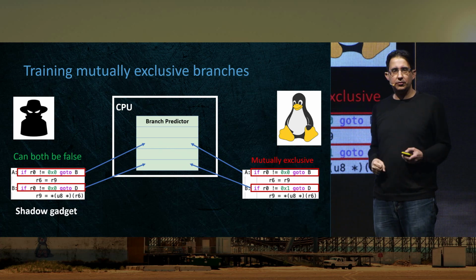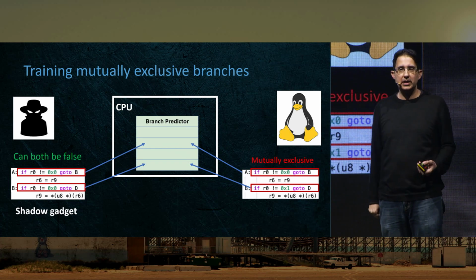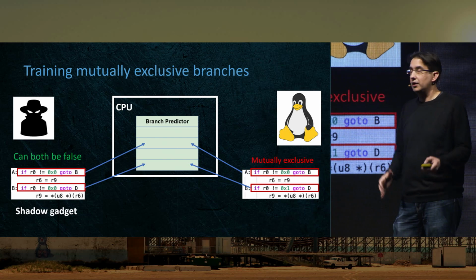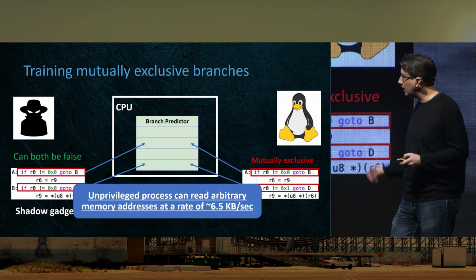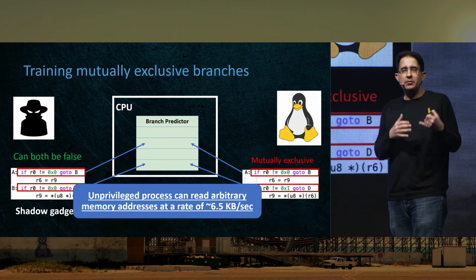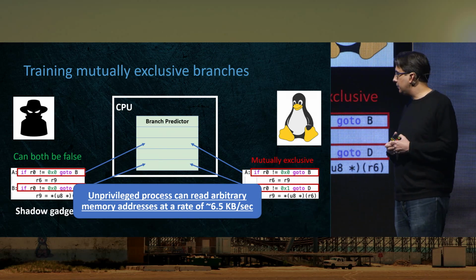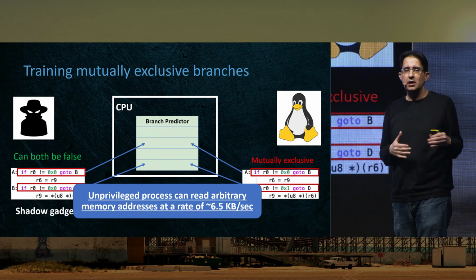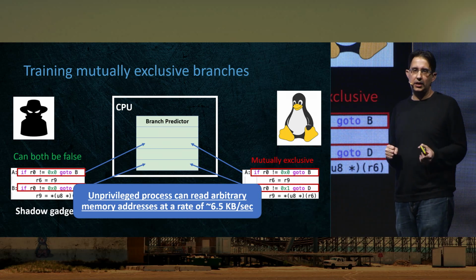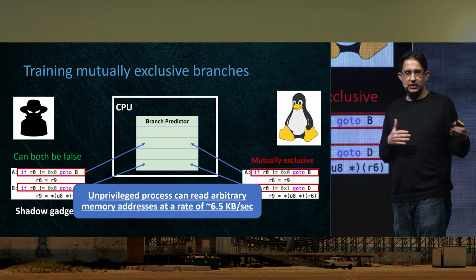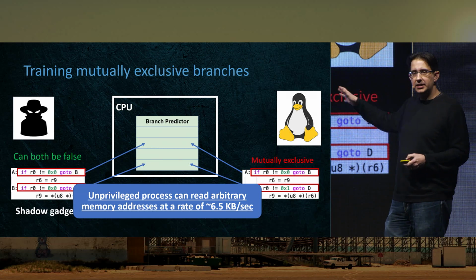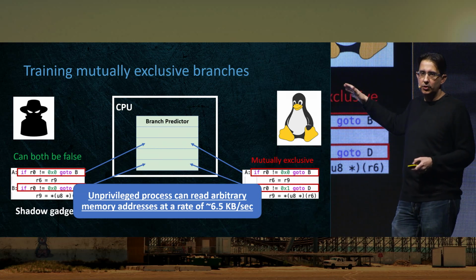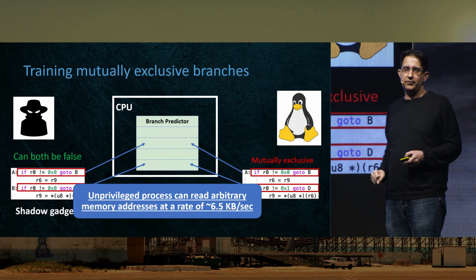So after doing this kind of training, we can actually perform the attack that I just described. Well, there's a lot more work involved, but that's the high-level idea. And we are able to have an unprivileged process read from any address in physical memory at a rate of 6.5 kilobytes per second, which doesn't sound like a lot, but for a side channel, it's not bad. Okay? And this is something that we disclosed to the Linux community, and it was fixed a few months ago.